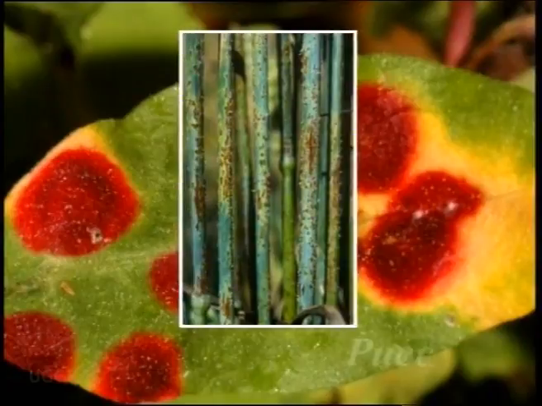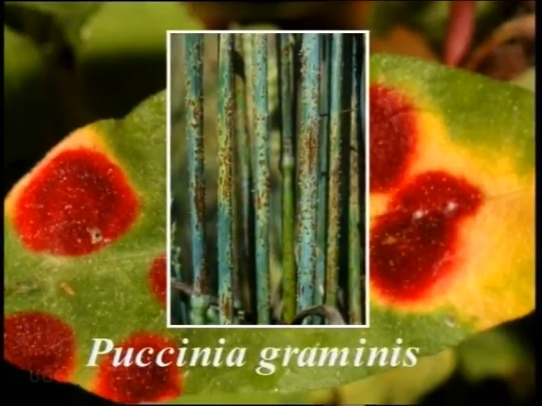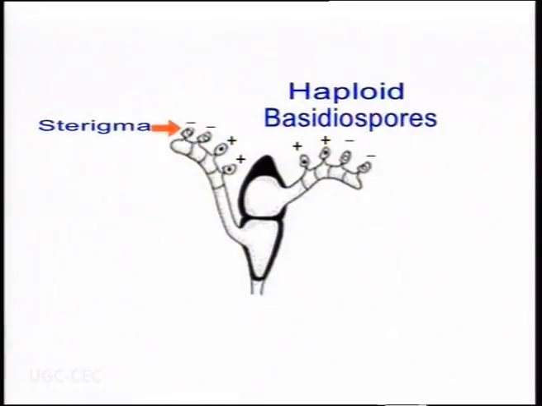From the side of each of these 4 cells arise a short, narrow tube, the sterigma. The nucleus and most of the cytoplasm of each basidial cell migrates into its sterigma, on which a single haploid basidiospore is formed. Puccinia graminis is heterothallic, and out of the 4 basidiospores thus formed, 2 are of plus strain and the other 2 are of minus strain.